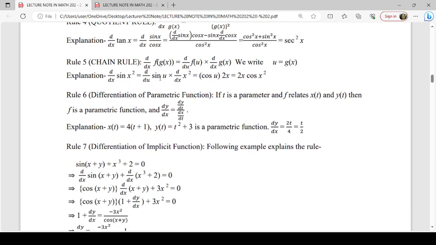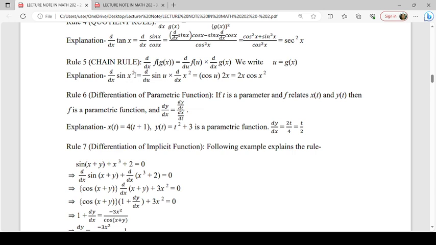Then chain rule. Chain rule is, suppose we are having a function of functions like this. I am explaining this: sine of x square. So if we know the derivative of sine x, but we don't know the derivative of sine of x square. So what we do, we write x square as u. So x square as u.